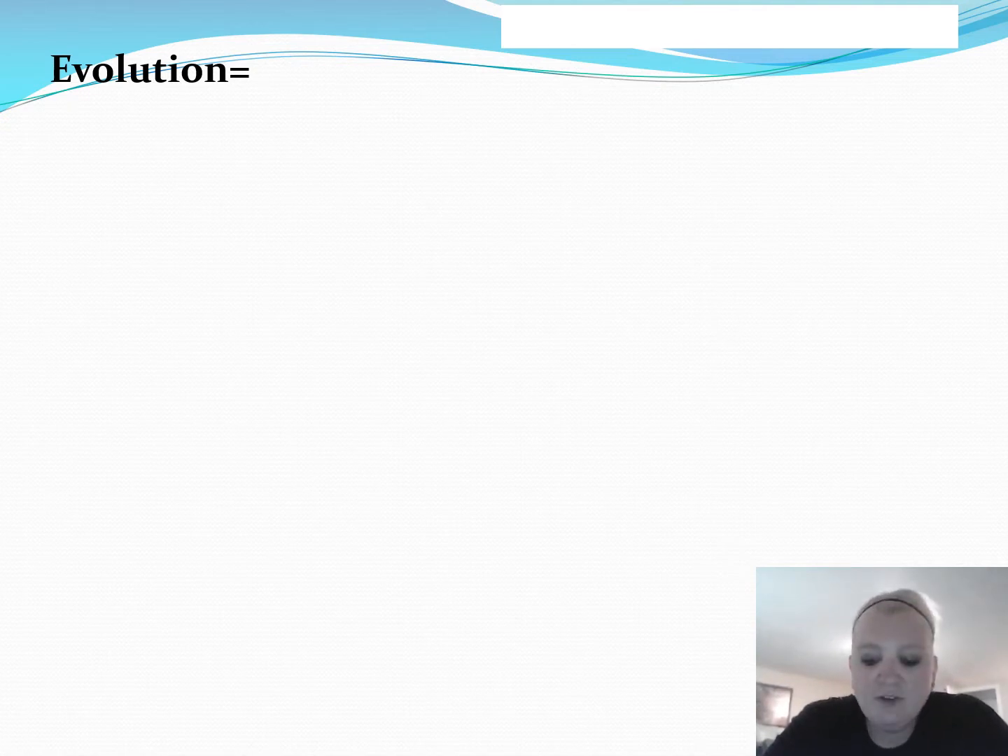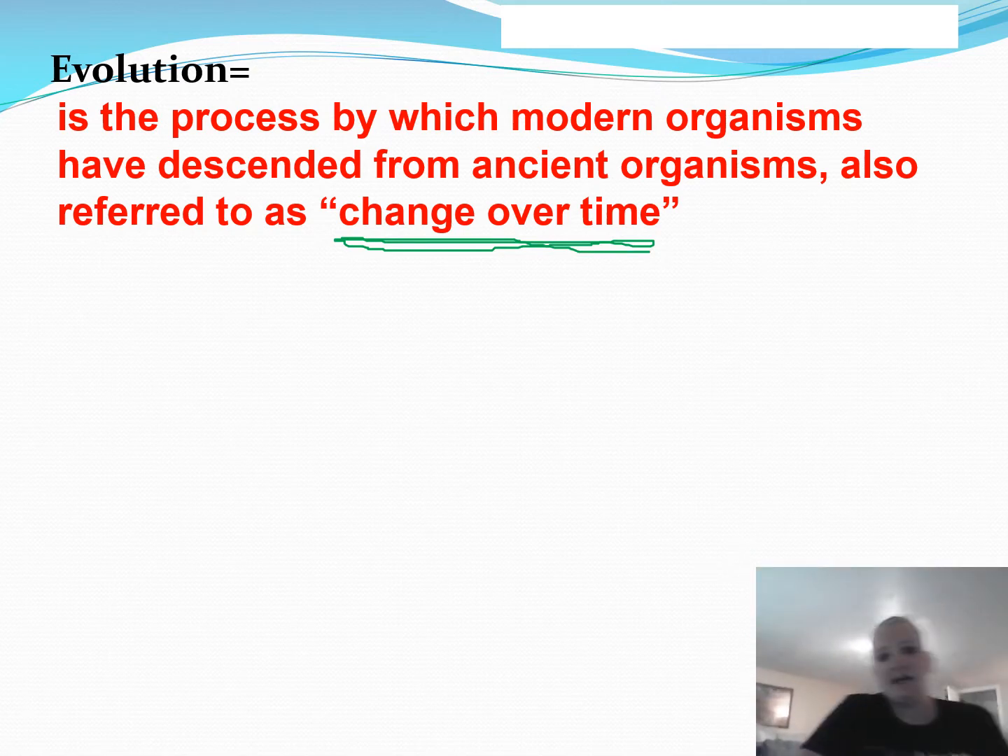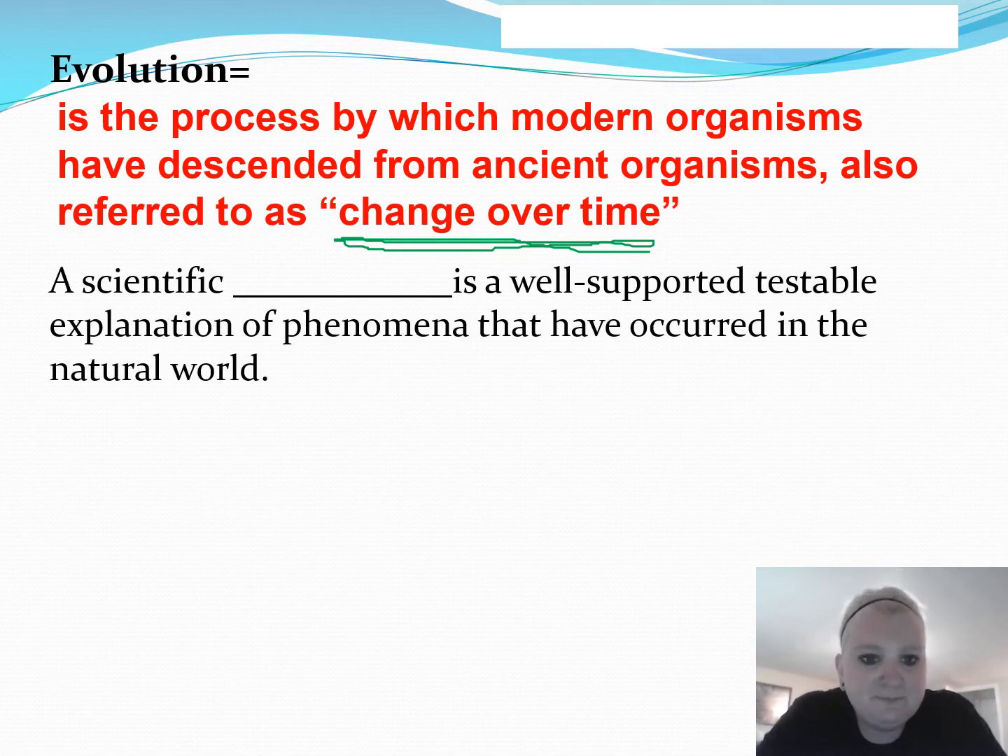Evolution is defined in a lot of textbooks with a really stuffy definition as the process by which modern organisms have descended from ancient organisms, also referred to as change over time. And that is the most commonly used shorthand version of a definition for evolution: just change over time. And we're going to talk about exactly what that means as we progress throughout these notes.